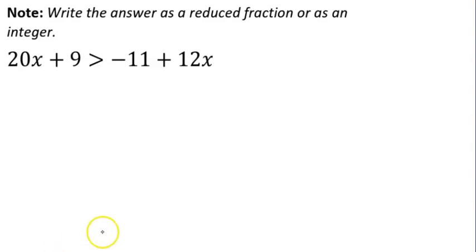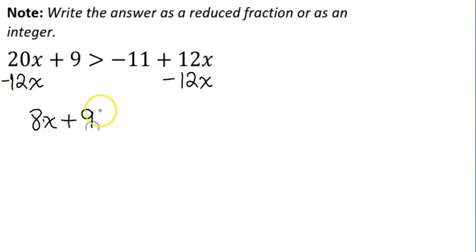So what can I do here? I can bring this here, and I can put the 9 here. But please do one at a time. Don't try to do it all at once, because you guys messed up on signs. Okay, here is negative 12x. Then negative 12x. Here I have 8x plus 9 greater than negative 11. And this disappeared.